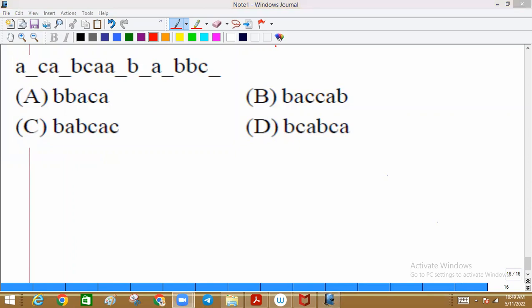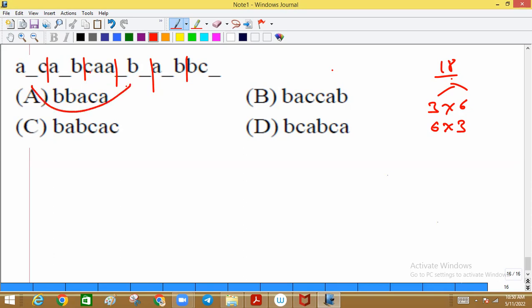Okay, let's check this one. Total how many letters? 18. So if 18, I can divide like 3 blocks repeating 6 times or 6 blocks repeating 3 times. Okay. Now let's check first with 3, 3. If I check with this, A gap C. So A gap C common is not there. Here A gap C. So these two are common, maybe possible.